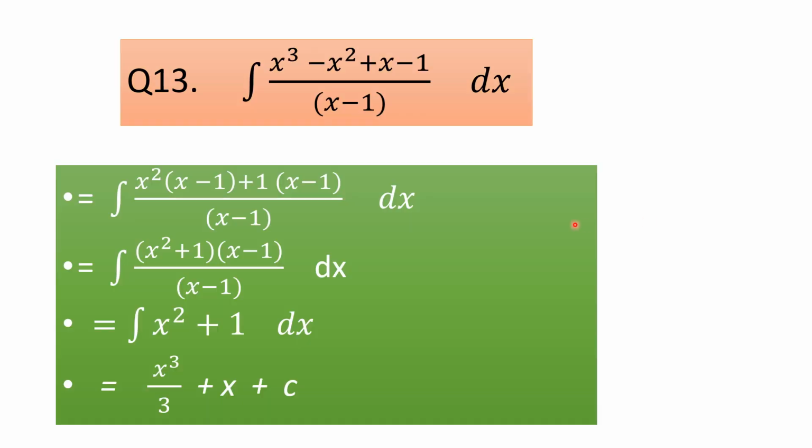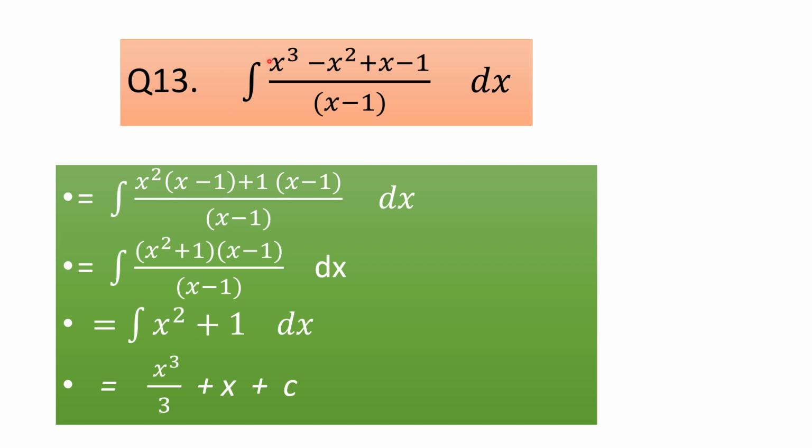Next is question number 13. See, this states integration of x power 3 minus x square plus x minus 1 whole upon x minus 1. Now till question number 12, what were we doing? We were giving the LCM to each of the terms separately. But now here, the denominator itself is x minus 1. So what you will do, it's a hidden hint here. Please factorize the numerator.